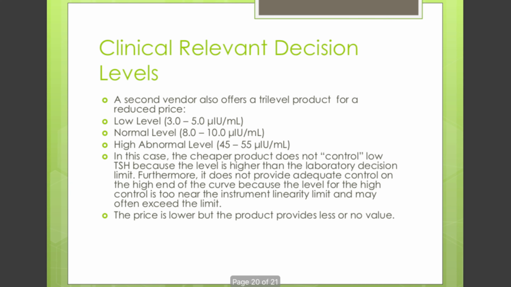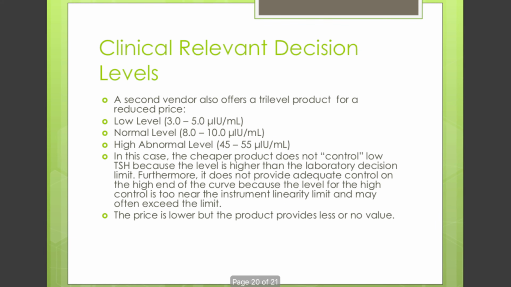In this case, the cheaper product does not control low TSH because the level is higher than the laboratory decision limit. Furthermore, it does not provide adequate control on the high end of the curve because the level for the high control is too near the instrument linearity limit and may often exceed the limit. The price is lower, but the product provides less or no value.